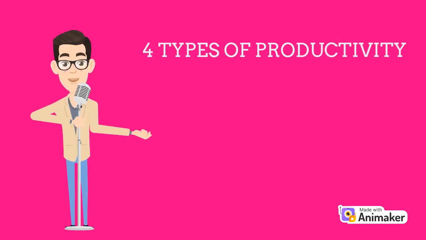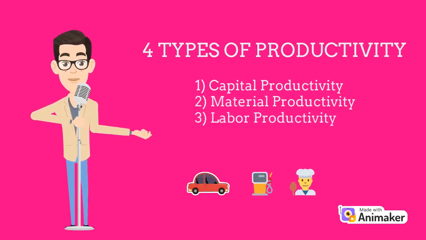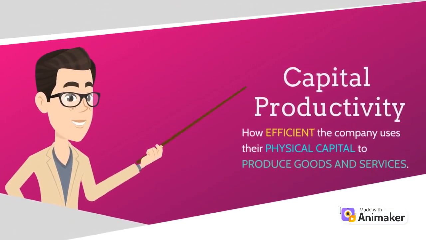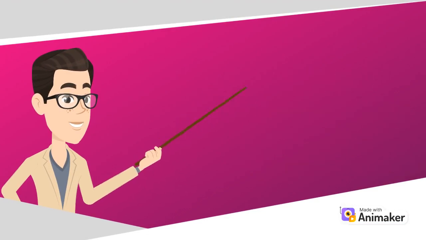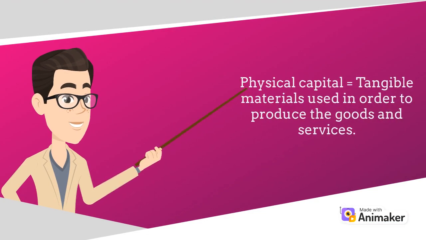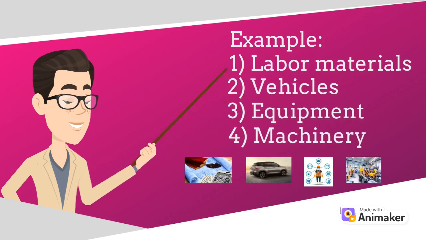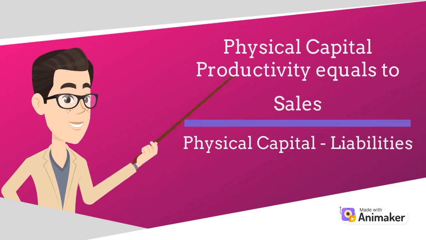There are four types of productivity, which are capital productivity, material productivity, labor productivity, and total factor productivity. Firstly, capital productivity is how efficient the company uses their physical capital to produce goods and services. Physical capital are tangible materials used in order to produce the goods and services, such as labor, materials, vehicles, equipment, machinery, and etc. Physical capital productivity equals sales divided by physical capital minus liabilities. The higher the number, the better it is.